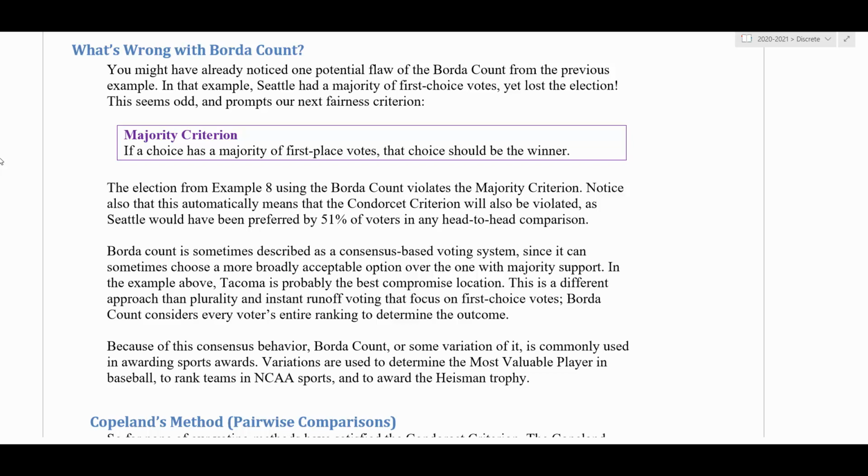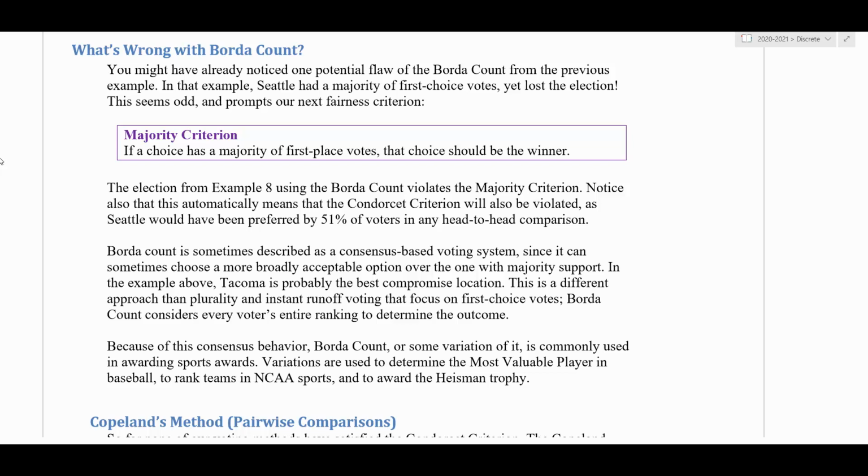Yesterday we learned about this method called the Borda count, where we assign points to different positions on the preference schedule. A first place vote was worth maybe 4 points, and then a second place vote would be worth 3, and so forth and so on. And whoever had the most points at the end was considered the Borda winner. All right, so what's wrong with this method?